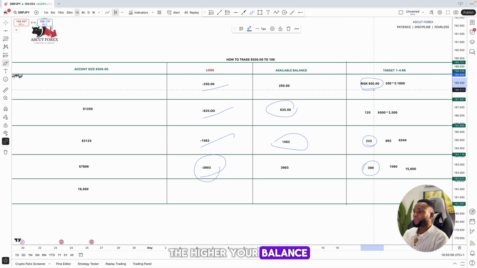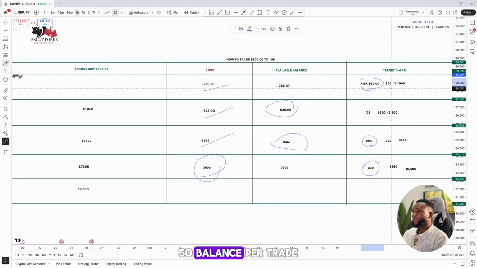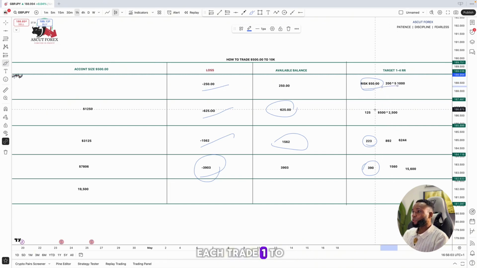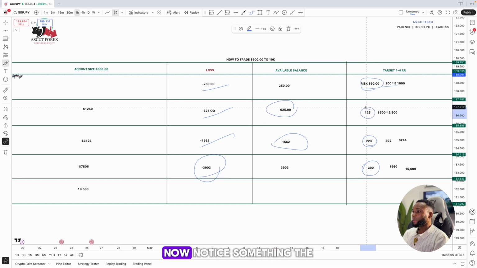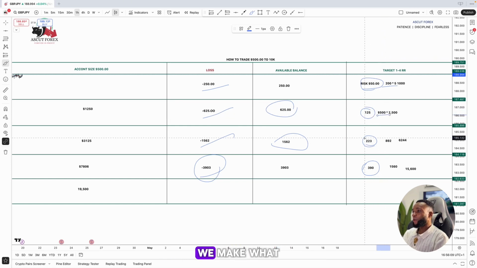Remember, the higher your balance, the higher your profit. $50 per trade. Each trade at 1 to 4 will make $200. Now notice something. The second trade, we're risking $125. Each trade, we make $500. Now we're risking $223. Each trade, we make at least $892.